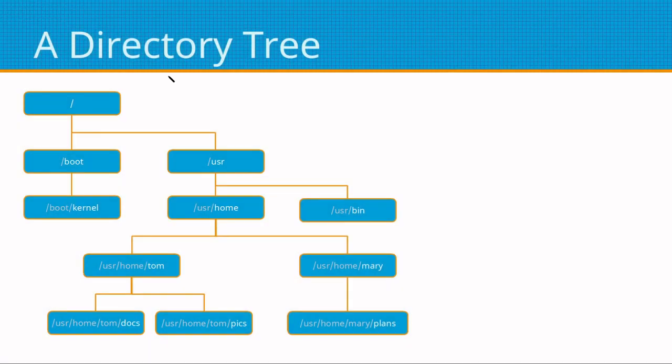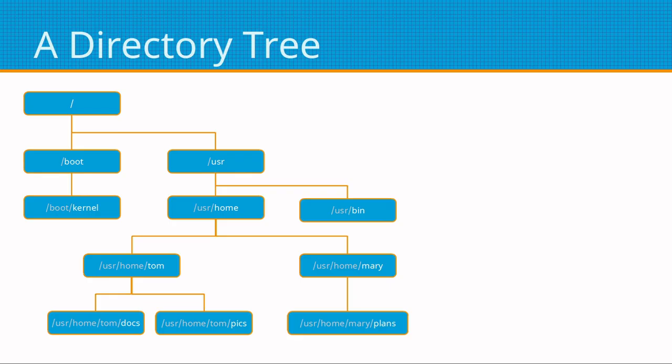Now if you look at a typical tree, although this is very much abbreviated, you can see that home directories for Tom and Mary are under /user/home. There's only two of them. pwd prints out the directory. To change your working directory, it is in fact chdir, although you can also use the abbreviated form cd.